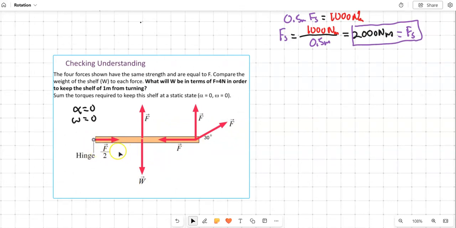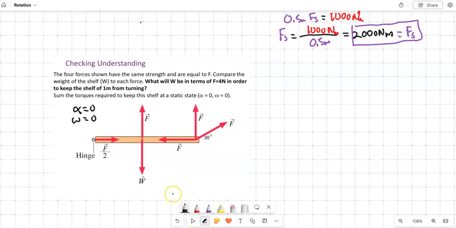So let's make our notes just like we did before, okay? So here's the pivot point. We're going to choose this as the pivot point, okay? So here we have a force which is at 0 degrees to that pivot point, right? It's at 0 degrees to the lever arm. So that's not at 90 degrees, it's 0 degrees.